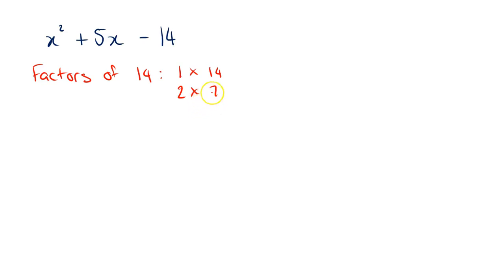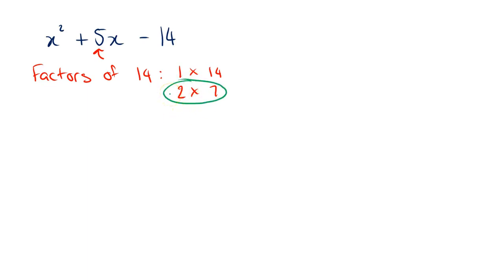Now in this case, I'm actually not trying to make 14. I'm trying to make negative 14. So what that means is that one of my numbers is going to have to be negative and the other one will be positive. I don't know which way round it will be yet, but the key thing is that we want to look at the difference of these numbers. So before we were looking at the sum, which would have been 15 or 9. This time I'm looking at the difference. And again, I'm going to look for a difference of this number here, which in our case is 5. And so I can see that that is going to be the 2 and the 7 pair.